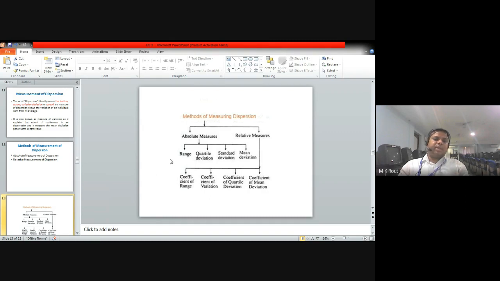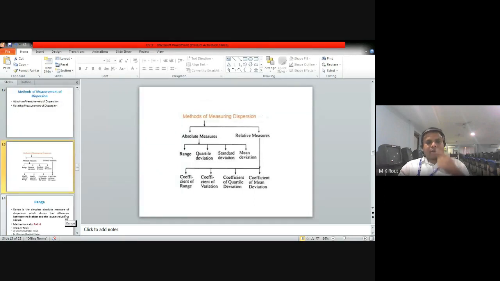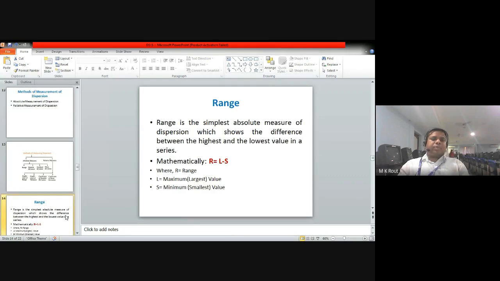First, we have the absolute measure. Under the absolute measure of dispersion, we have range. Today's topic is range. Moving to the next slide. In case of range, it is the simplest absolute measure of dispersion, which shows the difference between the highest and lowest value in the series. As I told in the previous example, suppose we have 0 to 10. That means 0 is the smallest value and 10 is the highest value. So if you use this mathematical equation, range is equal to the highest or largest value minus the smallest value. For the given example, from 0 to 10, you can easily calculate: 10 minus 0, that equals 10.